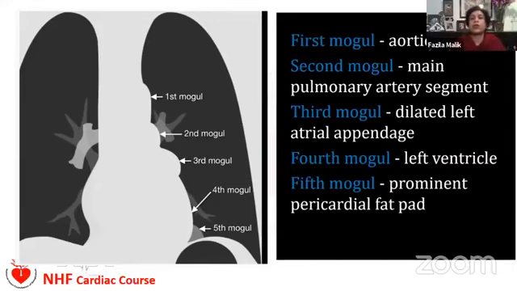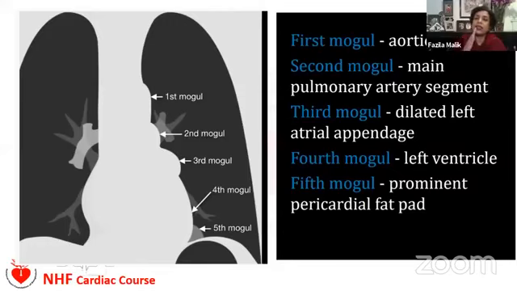So the first mogul is the aortic knuckle. When the aortic knuckle becomes very prominent, it is known as the first mogul. Normally, it will not be called a mogul. Only when it becomes large and prominent is it a first mogul. And there are certain situations where you will get the first mogul. The second mogul is created by the pulmonary artery. The third mogul is the dilated left atrial appendage.